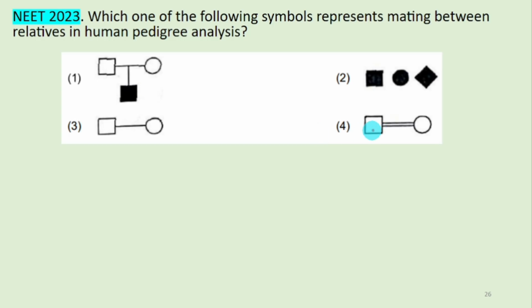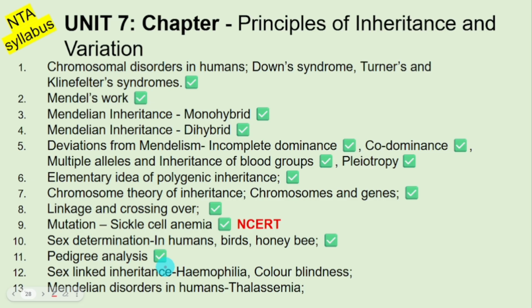Now see this question on consanguineous marriage. Which one of the following symbol represents mating between relatives in human pedigree analysis? So when male and female are connected with 2 lines, this indicates mating between relatives, which is also called consanguineous marriages. Option 4 is the answer.